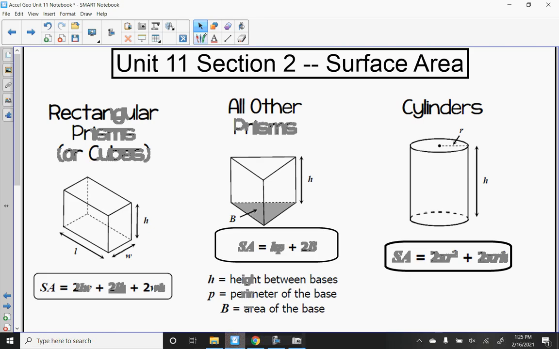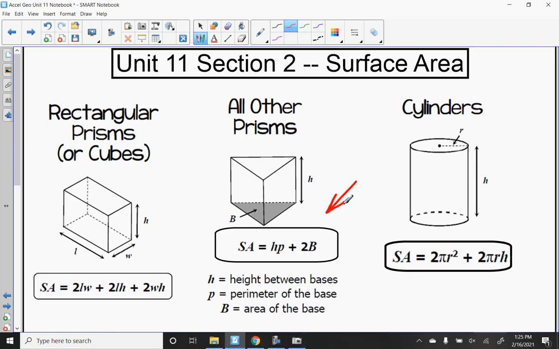Now I can write. So we have a formula that's not as big, but certainly a lot of stuff going on here. So your H is pretty easy to find. There's your height. Your P stands for perimeter of the base. And capital B, notice this is a capital B and not a lowercase b, means area of the base. And we need 2 times it.